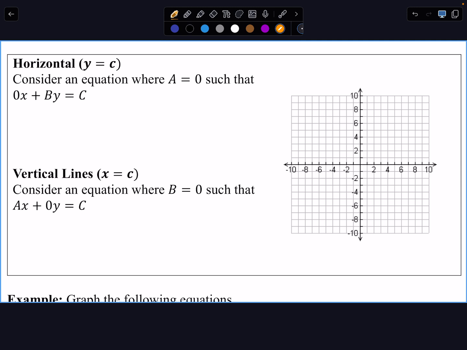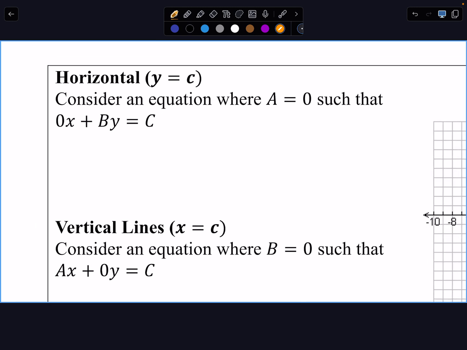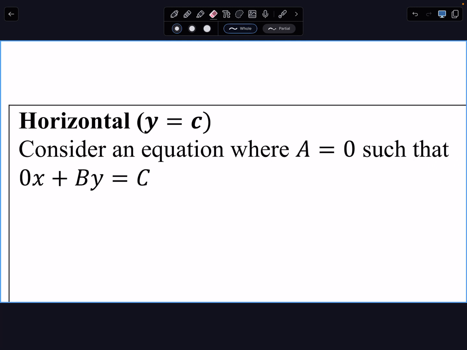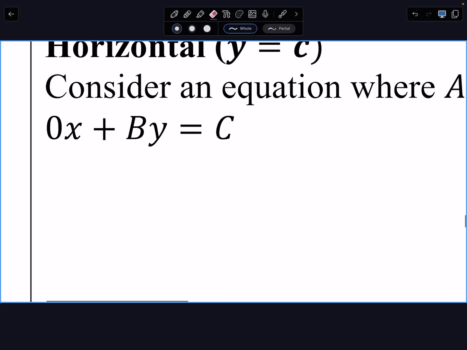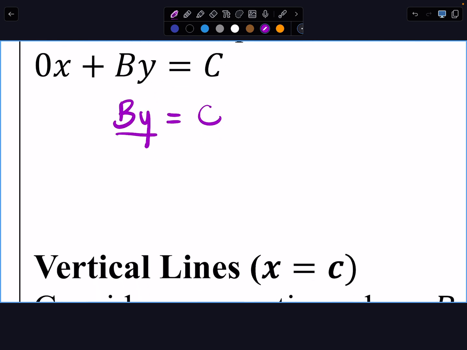Okay, let's talk about horizontal and vertical lines. We've talked about x and y intercepts, so let's talk about horizontal and vertical lines from the standard form of an equation perspective. If we were to think about letting a equal 0 in this equation for standard form, look at what would happen. We'd have by equals c, where if we divide each side of this equation by b, we would get y equals c over b, which isn't this just a constant?